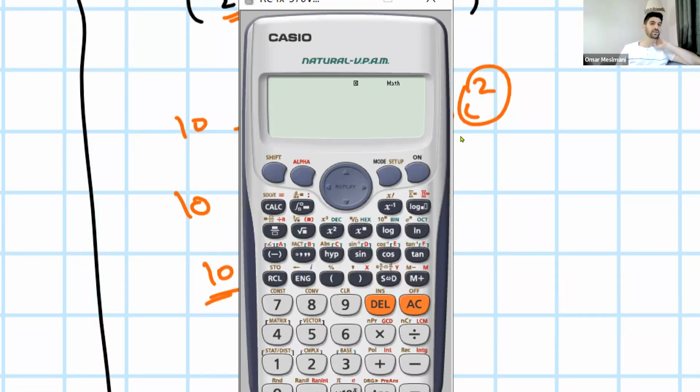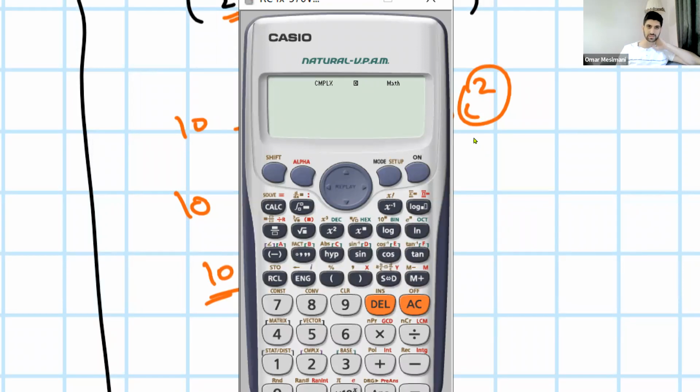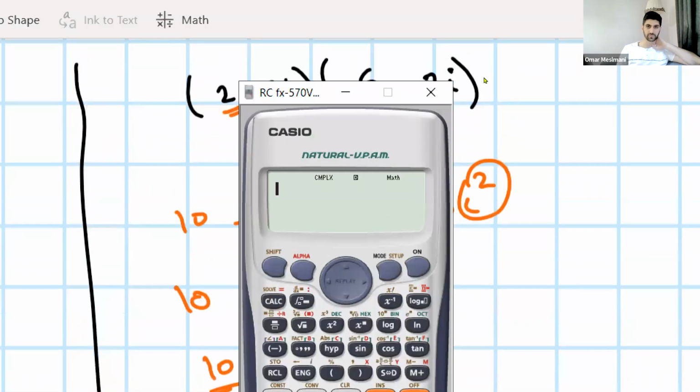Okay, do you know why? It's not on complex mode. Exactly, it's not on the complex mode. So I'm going to press mode, and I will press number 2, which is the complex mode. All right. Now, after you press complex mode, you see that there is something called complex on the screen.